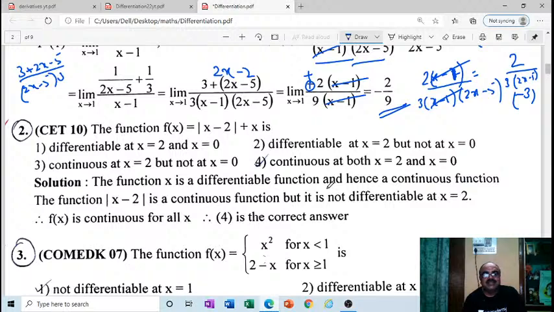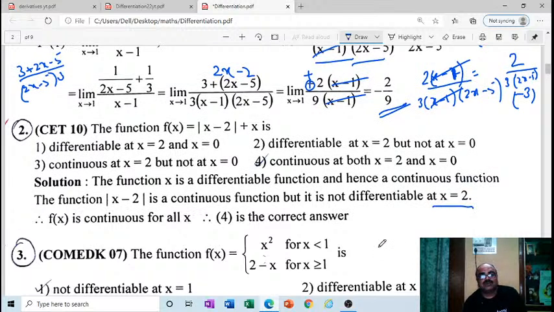The function x is a differentiable function and hence it's a continuous function. The function x is differentiable and it is continuous too. The function x minus 2 is a continuous function but it is not differentiable at x equal to 2.